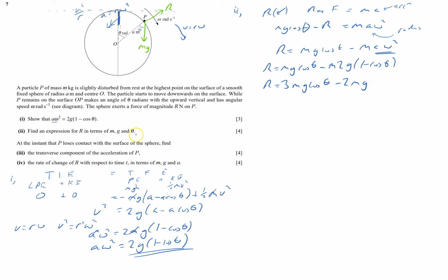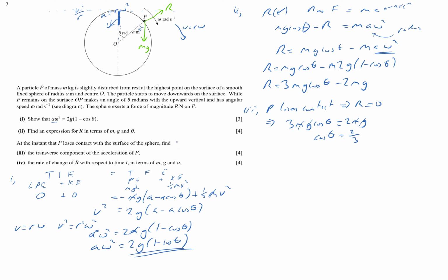Is that bit done? At the instant when P loses contact, so part 3, P loses contact, therefore R must be 0, therefore this bit 3mg cos theta must equal 2mg, and so cos theta equals 2/3.